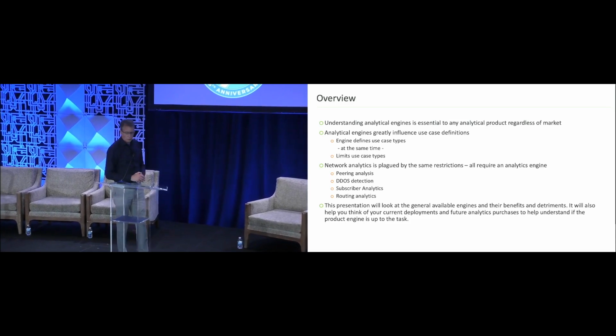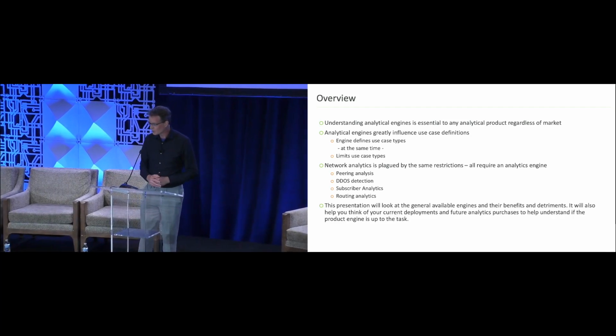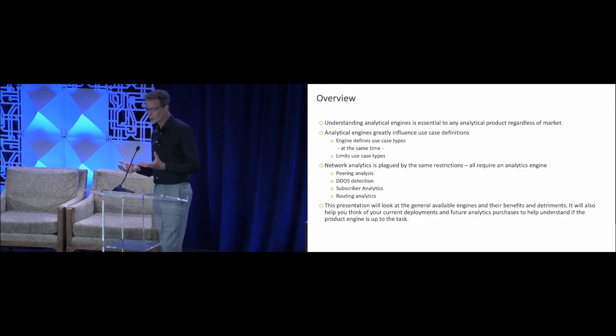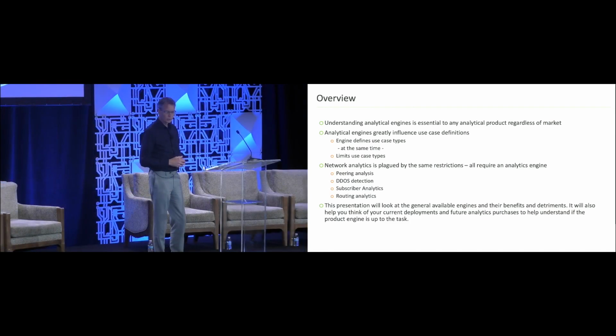So we're going to be talking about the technologies. We're going to understand what they can and can't do. And the important thing to understand is that certain database engines or analytical engines can do certain things well. And the implication is that the other things they can't do as well at all. And maybe they, in a lot of cases, do them quite badly. So this limits what use case types each storage engine or analytical engine can deal with. And whether you're talking about peering analysis or DDoS detection, subscriber analytics or routing analytics, whatever engine you're using underneath is going to limit the use cases that you can look at.